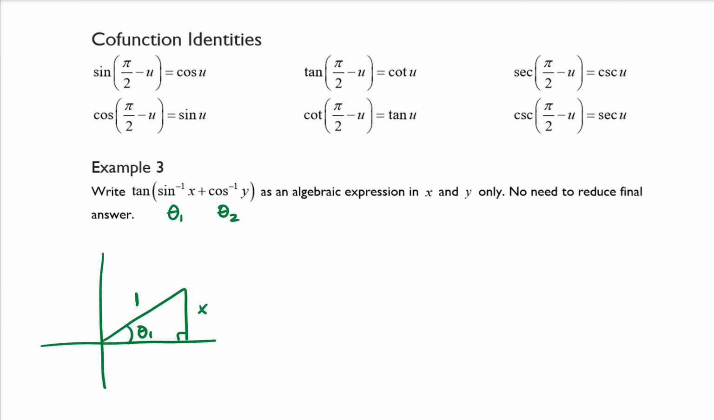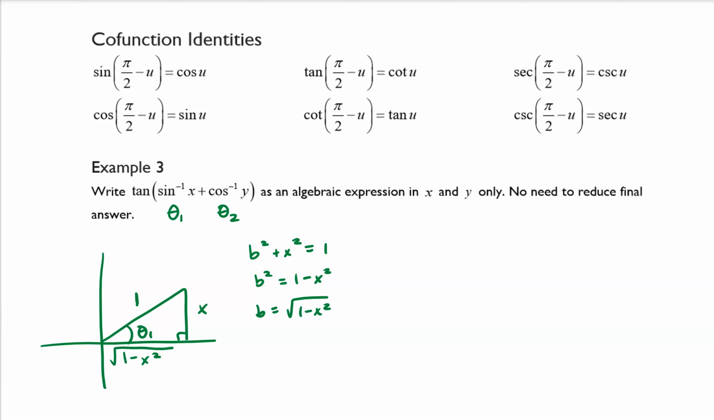So the opposite side length will be x, and then the hypotenuse is going to be 1. And in order to figure out what this side length is, we can use the Pythagorean Theorem. So maybe I'll just label that side length b for now. So we get b squared plus x squared is equal to 1. If I subtract x squared from both sides, and then I take the square root, we're only looking at the positive value since it's a distance or length. So this length is the square root of 1 minus x squared.